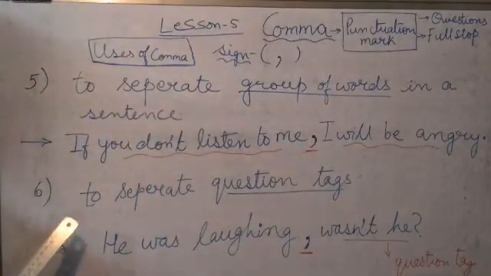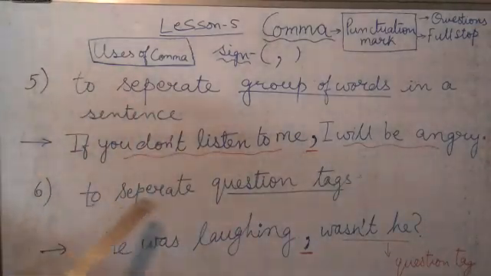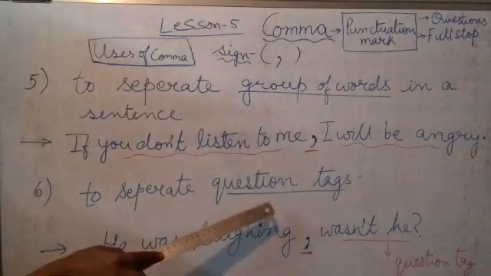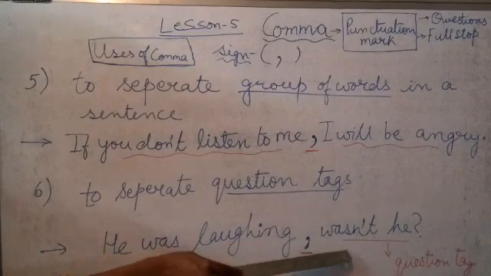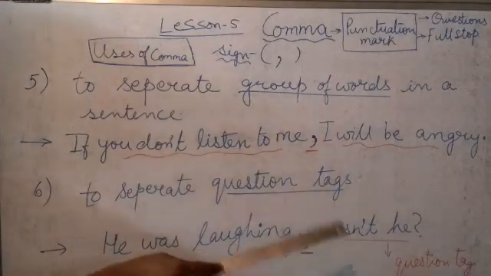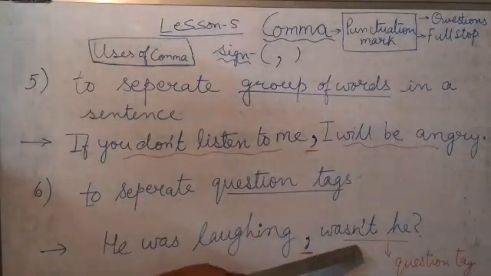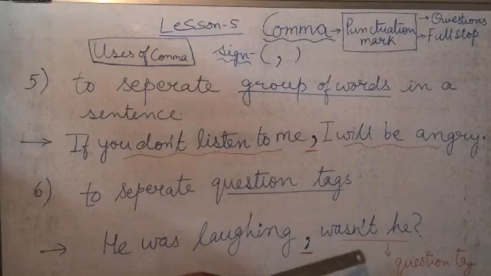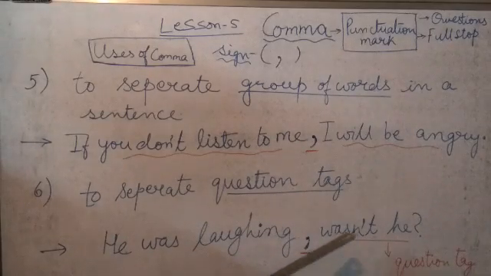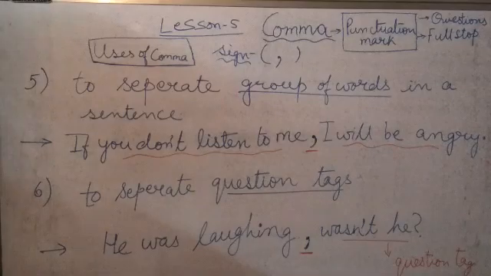Now, number 6 and the last one: to separate question tags. Now, students, a question tag is like this. For example, he was laughing, comma, wasn't he? Now, which is the question tag? This one is the question tag. So, whenever we are separating the sentence, before that we have to use a comma before the question tag.